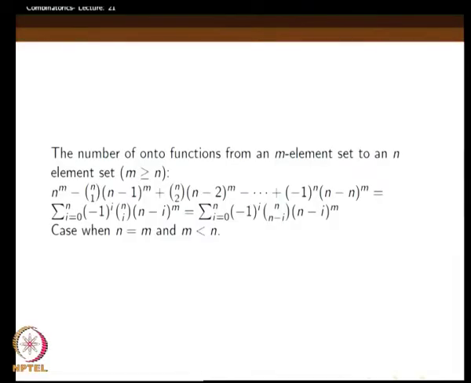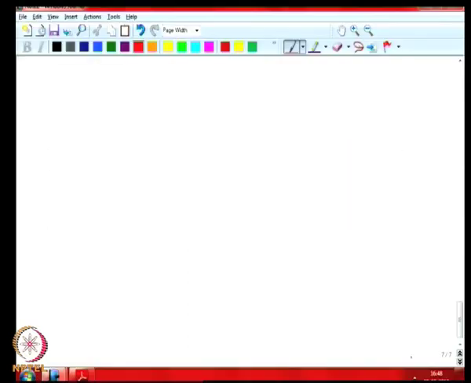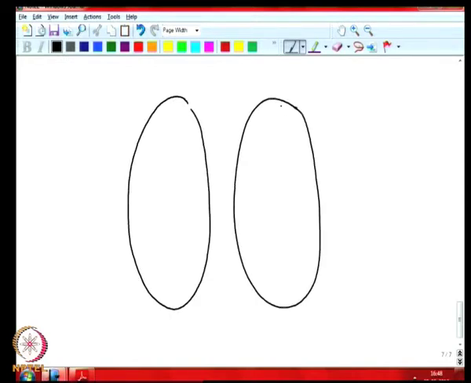Now, let us look at a more important problem, namely counting the number of onto functions from an m element set to an n element set, where m is greater than or equal to n. What are these onto functions? As I have already told in the beginning, I am not defining functions and things like that. I assume that students are aware of what functions are. But let us quickly recap. So, this is A, this is B.